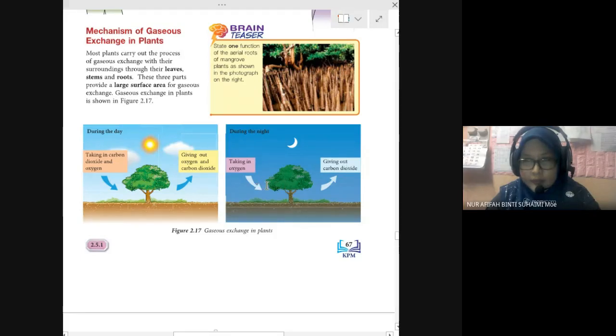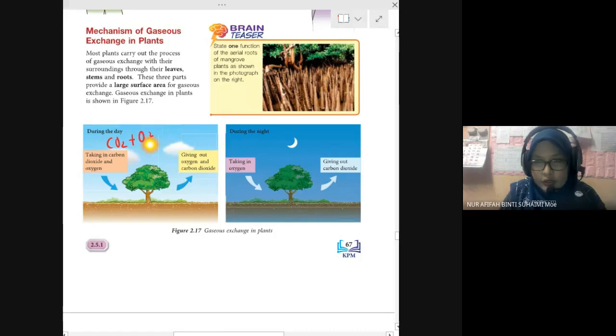Okay, the difference. During the day, taking in carbon dioxide and oxygen, both. So it means that gases exchange occurs in photosynthesis and also respiration during the day. If you compare this figure, there is a difference. This one is taking in carbon dioxide and oxygen also. The plant uses carbon dioxide for photosynthesis. We recall back, the plant needs oxygen for respiration.